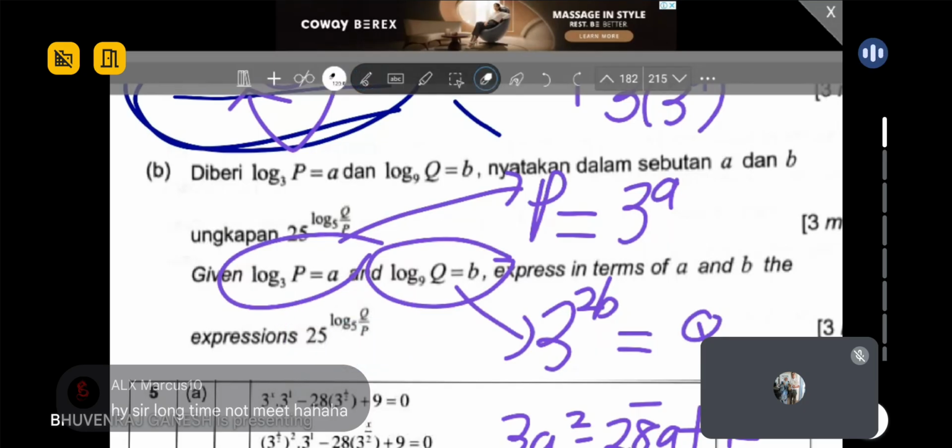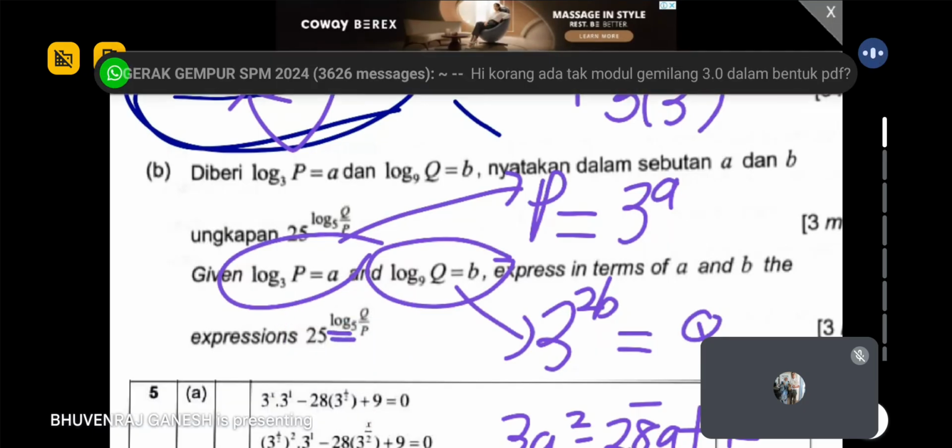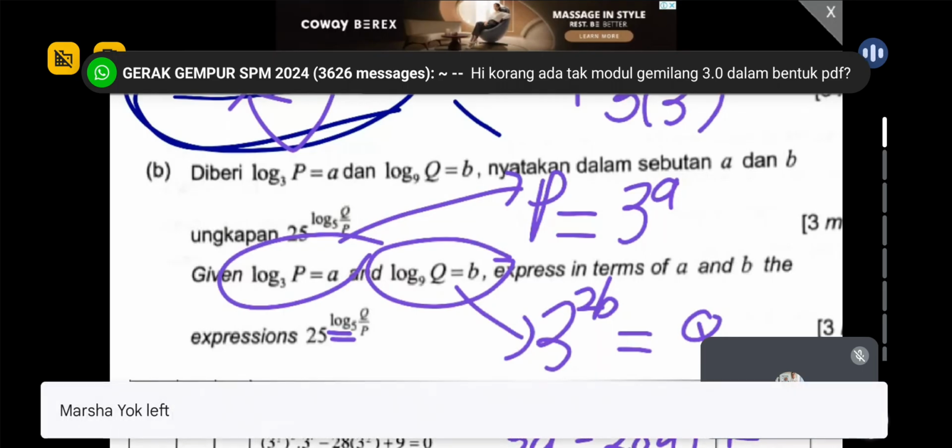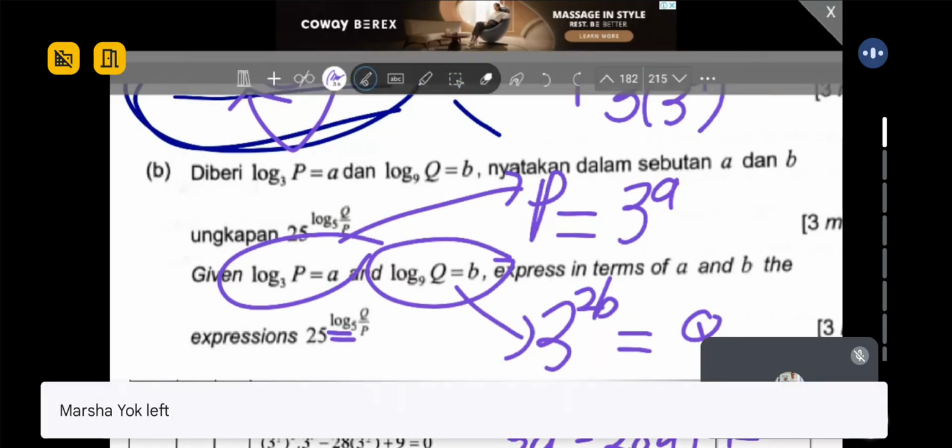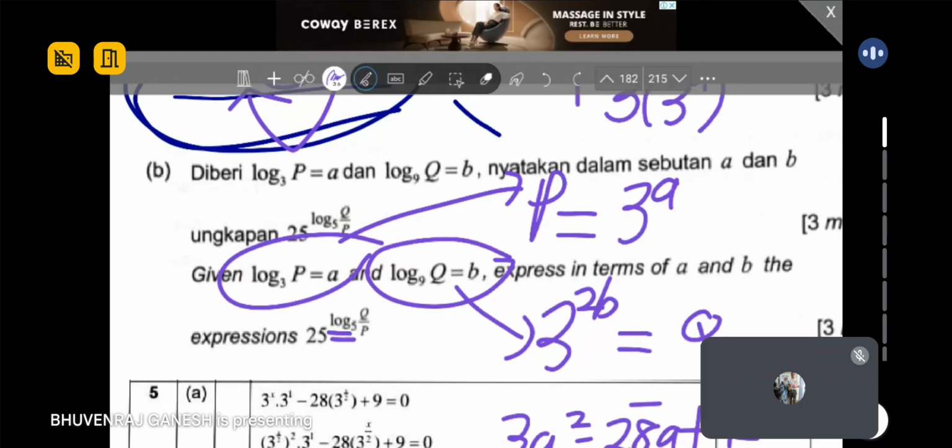So how? You see log 5. Kamu nampak log 5 kan? So kamu tambah saja log 5 kat bawah. Okay, just add a log 5 at the bottom.